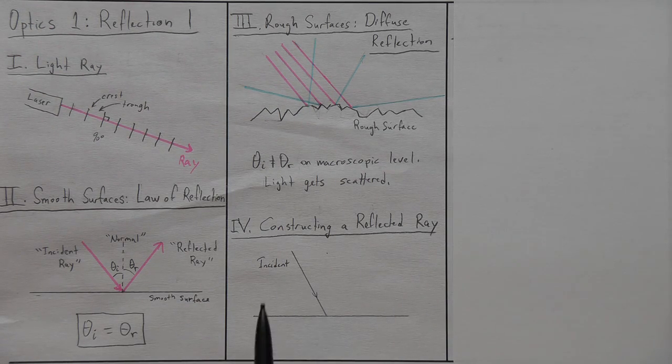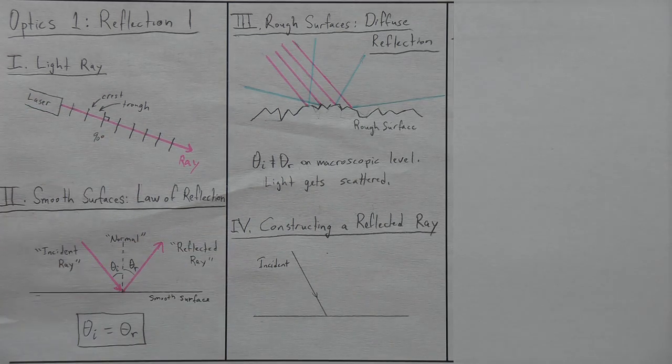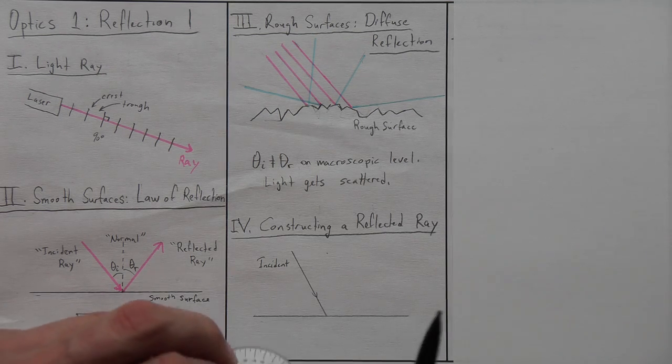All right, here's another pause in the video so you could copy this. Okay, the next thing that we're going to be doing is constructing reflected rays. This is something that you have to do in the Regents. So I have here the start, a light comes down like this, and we have to be able to construct the reflected ray. So this is how we're going to do it.